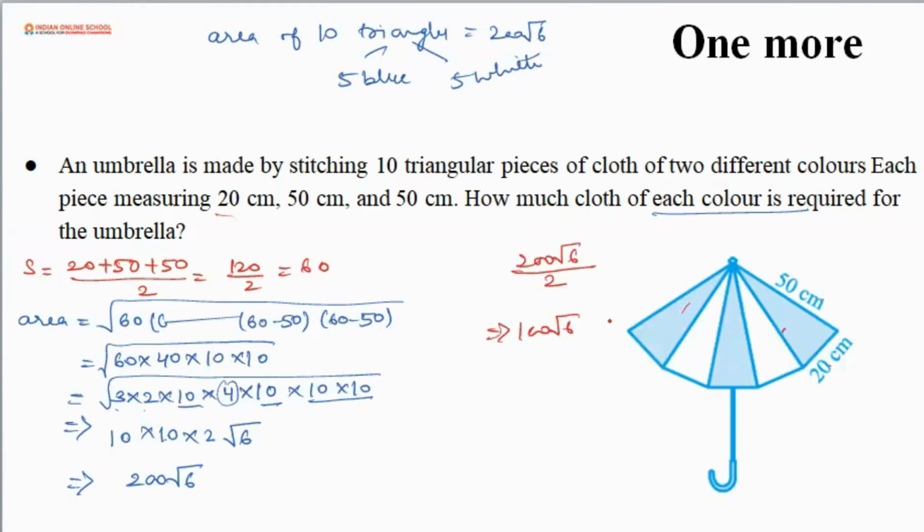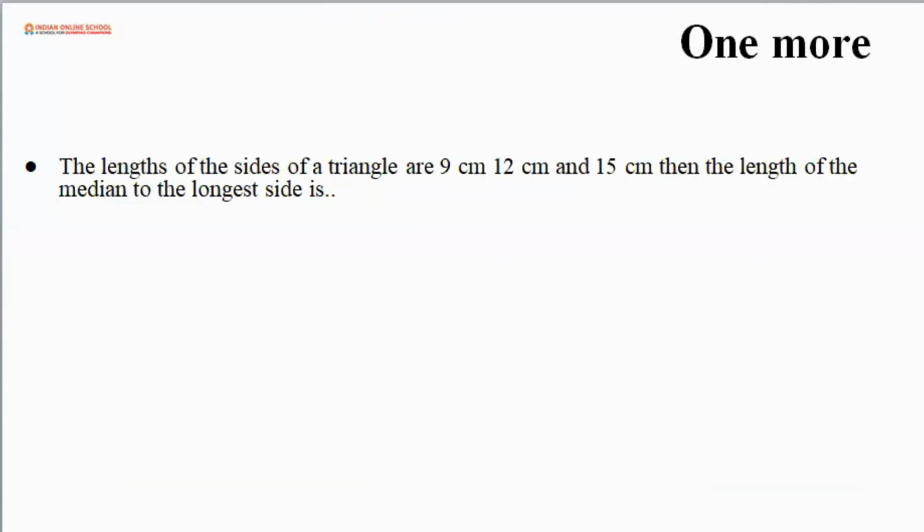So 100 root 6 centimeters square will be the area of each color of the cloth, which means the area of the blue cloth and the area of the white cloth. Got it? Okay, now after this, we do have another question. Here we do have the lengths of the sides of the triangle given to us, and on the basis of that, we are supposed to figure out the length of the median. Now what are these things?